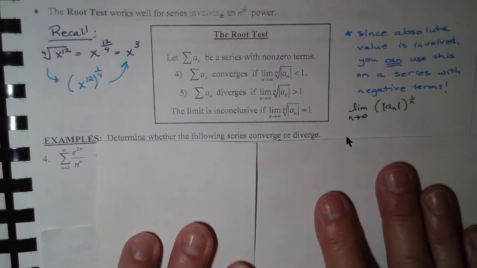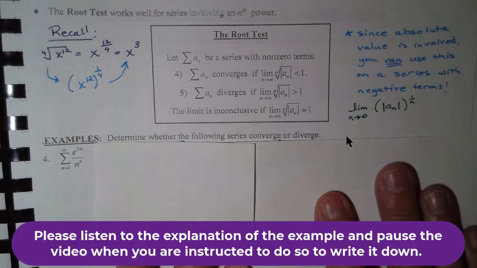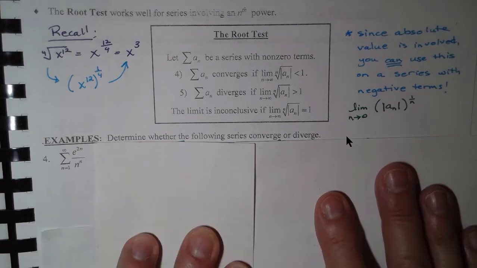All right, the series as n goes from 1 to infinity of e to the 2n over n to the n. Oh, wow, that's a weird one. Again, let me explain the examples, and you'll pause the video to write down the work in a little bit.